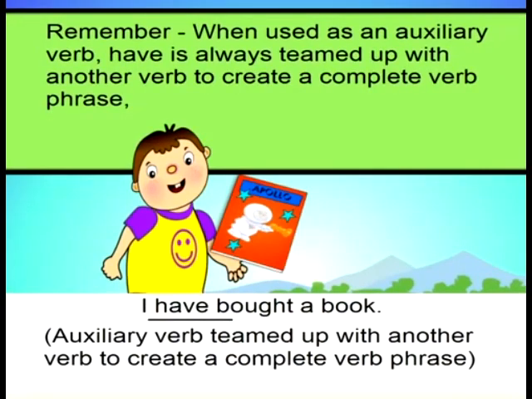So remember, when have is used as an auxiliary verb, it cannot be used on its own. It needs another verb with it, or the main verb with it, to create a complete verb phrase.